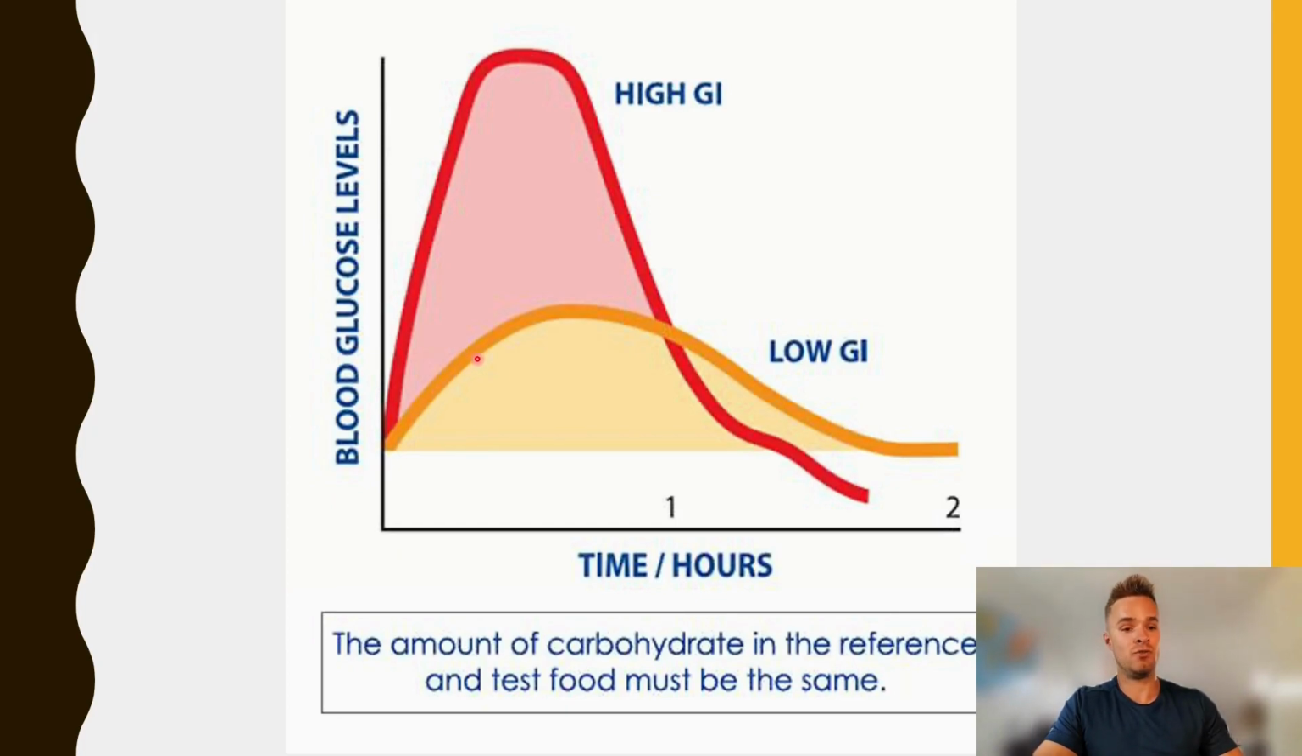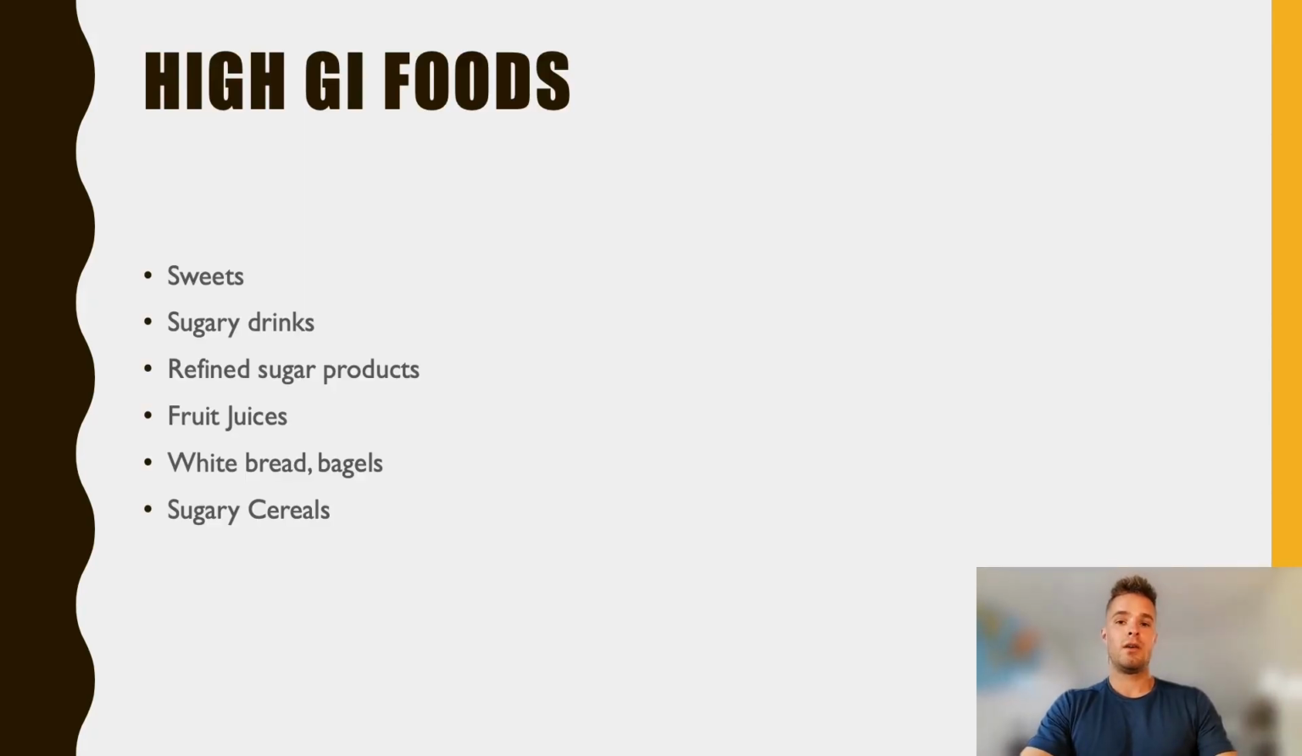Then you would see a moderate rise in blood sugars and a moderate decrease, which means that you're less likely to crave more sugars after then, and you're also going to release less insulin and therefore store less fat. High GI foods, which I wouldn't recommend making the staple of your diet, would include sweets, sugary drinks, white bread and bagels are a few examples. Now, foods like this in moderation are completely fine. It's not going to have so much of a detrimental impact to your health.